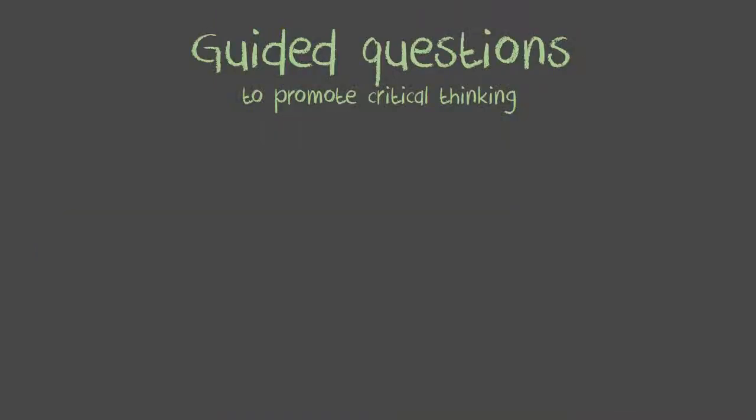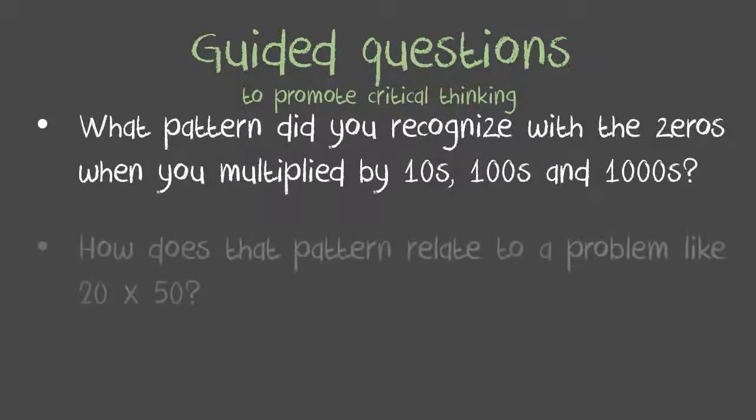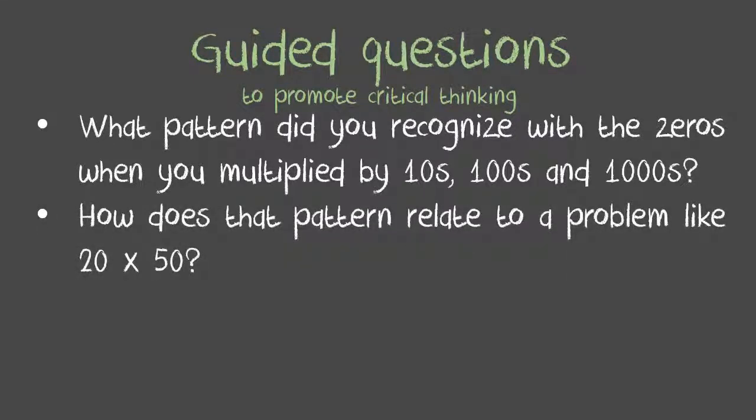Some guided questions promote critical thinking. What pattern did you recognize with the zeros when you multiplied by tens, hundreds, and thousands? And how does that pattern relate to a problem like 20 times 50?